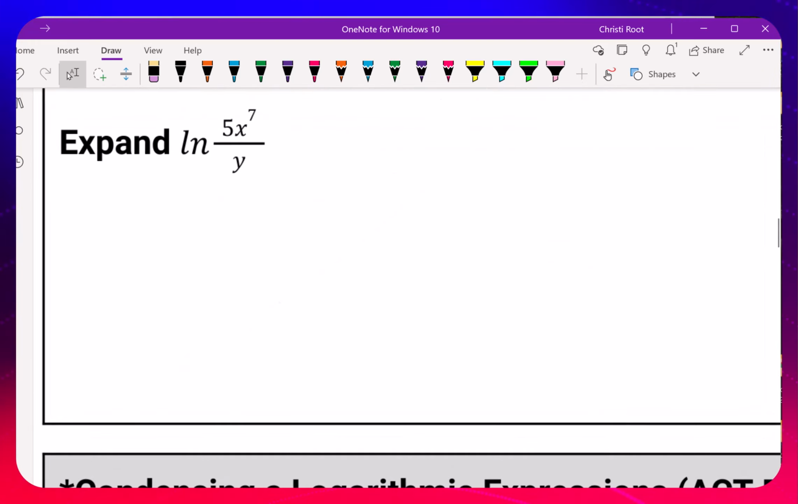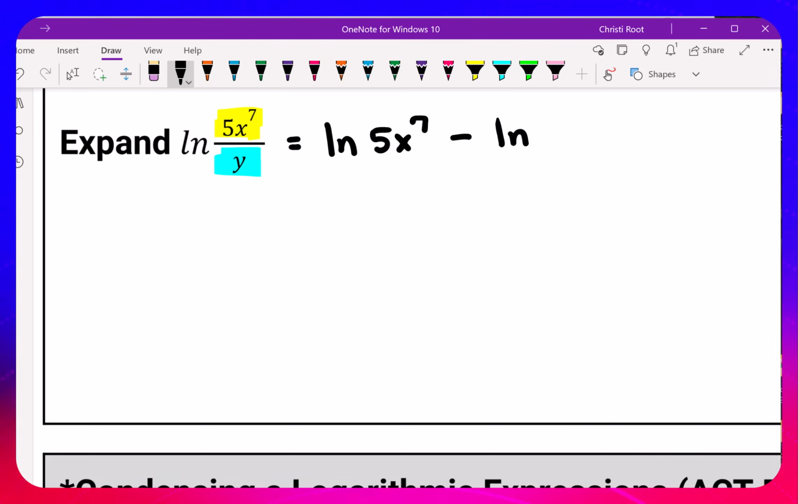So let's look here. I have a power, I have a product, and I have a quotient. I'm going to tell you right now, ideally what you want to do is separate the numerator from the denominator by using the quotient property. So since this is a natural log, I'm going to use natural log to separate them. Numerator first, and then subtract the denominator. So that was just the quotient property.